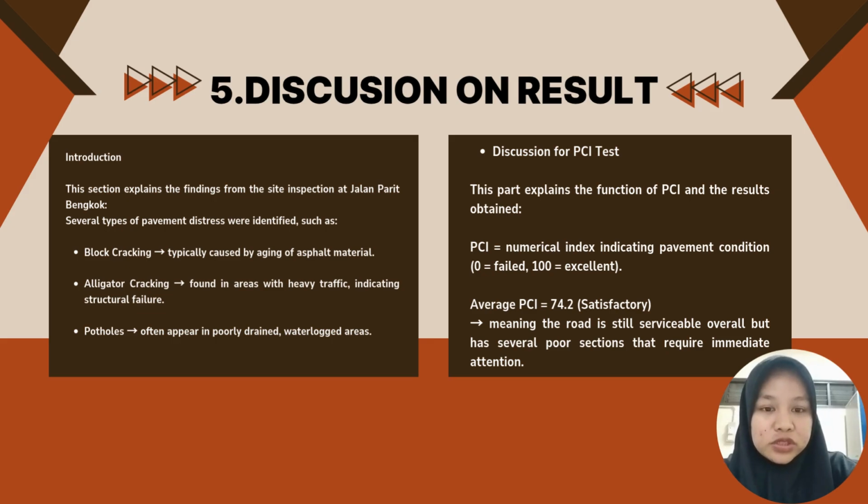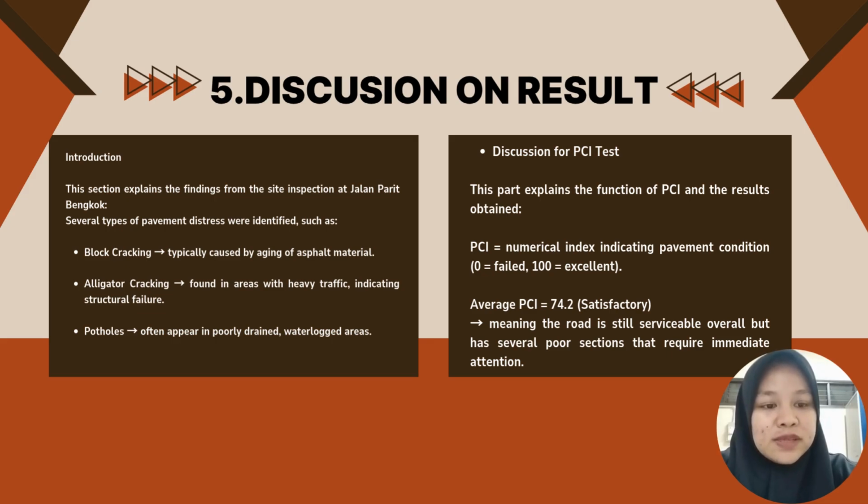Chapter 5. Discussion of results. Introduction. This section expands on the findings from the site inspection at Jalan Parit Bengkok. Several types of pavement distress were identified, such as block cracking, alligator cracking, and potholes. Interpretation. The damage is caused by a combination of aging pavement, weather exposure, heavy traffic, and lack of maintenance.